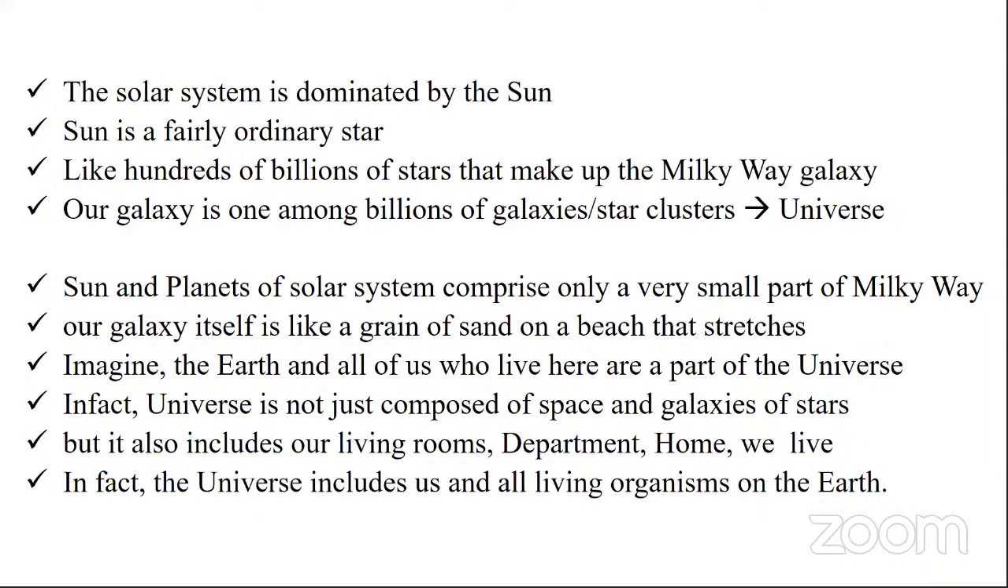The Sun and planets of the solar system comprise only a few small parts of the Milky Way. The galaxy itself is like a grain of sand on a beach. If you are walking on a beach, one grain looks like a galaxy. Our galaxy, the Milky Way, is only one grain. Imagine you take one handful of sand; so many galaxies are actually in your hand.